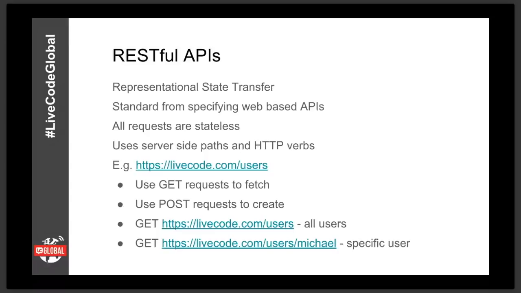Now, I'll come on to a little bit more detail later, but an example might be sending a GET request to livecode.com/users. That will return a list of all the users, and sending a GET request to livecode.com/users/Michael will return a specific user. So you notice the path there, users and users/Michael, is used to specify our API. That's how we get individual parts of the database in our case.